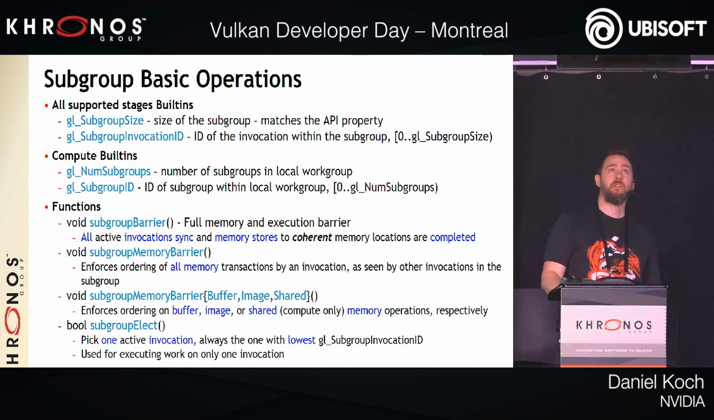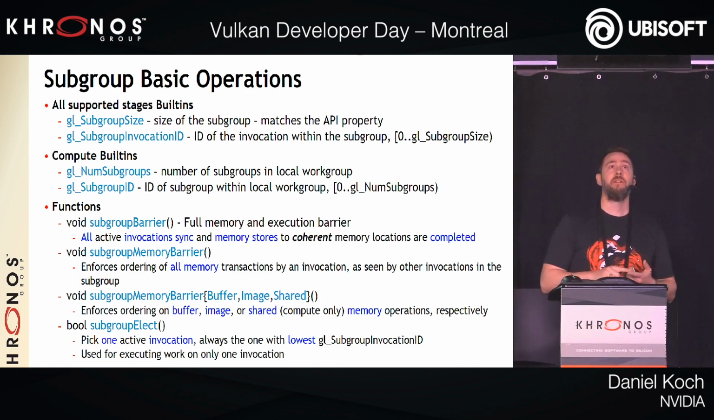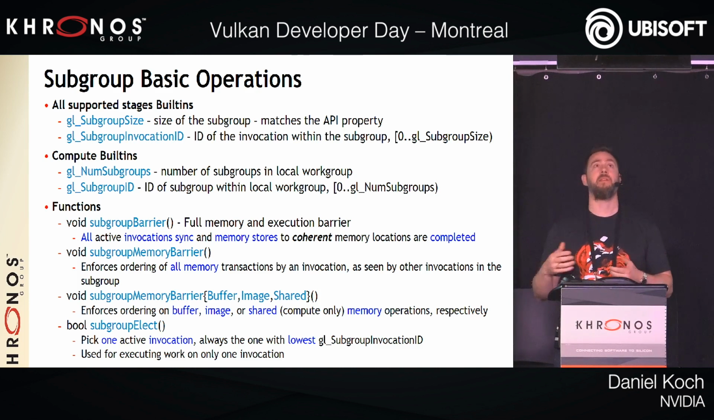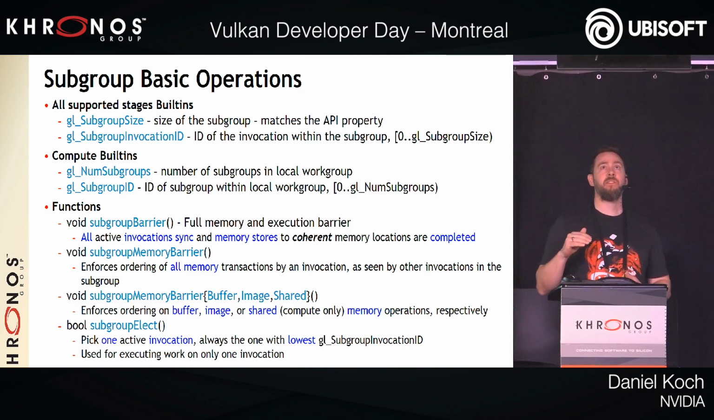There are some finer grained ones. There's subgroup memory barrier that orders all the memory transactions, so all memory types. That includes buffer, image, and shared. And then there are individual ones, so you can synchronize based on which types of memory you access. If you only care about shared memory, you can use subgroup memory barrier shared. If you only care about buffer memory, you use the buffer one. The memory barrier ones don't fully synchronize, but they synchronize the memory accesses, to make sure that if one invocation has written out to memory, others will be able to see that memory as it's changed.